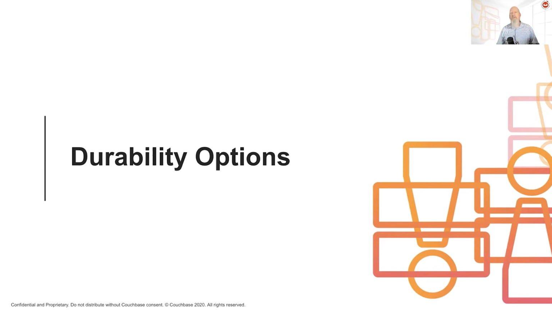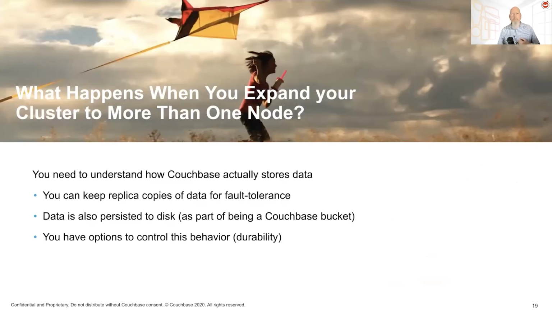So I'm going to introduce you to that topic, and that's going to help us understand why it's important to understand durability options. Okay, so a couple of things you need to understand. Couchbase has the ability to store replicas or copies of the data for fault tolerance. That's a really important thing because when we're storing our data, if for some reason we lost one of our servers in the cluster, that would potentially mean we lose our data unless we had a replica. So replicas become very important in a fault tolerance scenario.